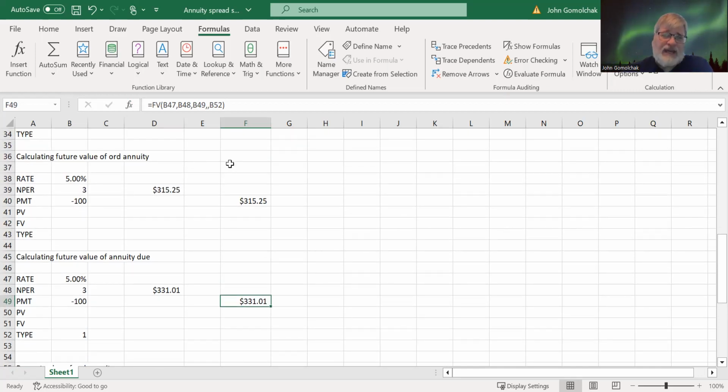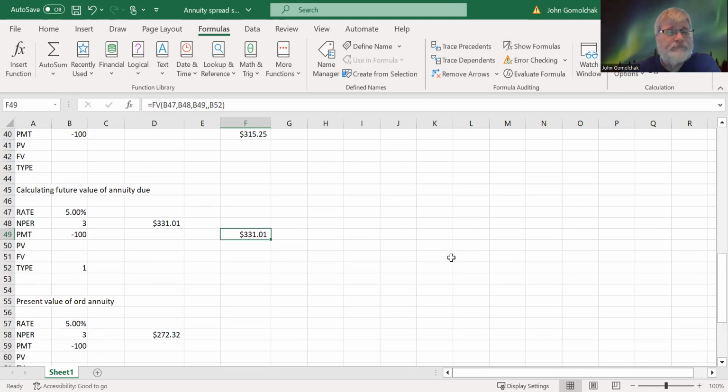Remember, an ordinary annuity is payment at the end of period 1, end of period 2, end of period 3. Annuity due is at the beginning of period 1. So it's made at period 0, at the end of 1, and at the end of 2. So everything's moved up by 1 period. Okay.